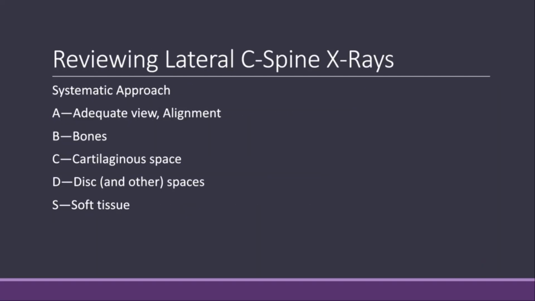So that is how we go through our systematic approach to our lateral spine X-rays. Remember, A is for adequate view and alignment, B for bones, C for cartilaginous space, D is for discs and other spaces, and S is for soft tissue.